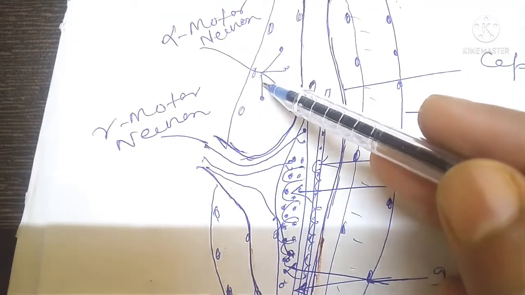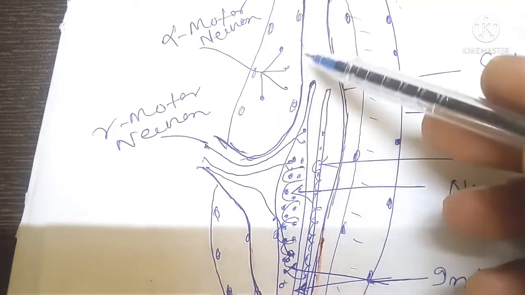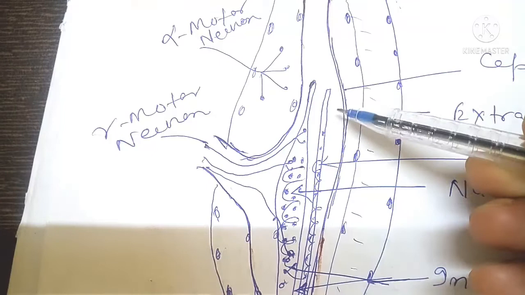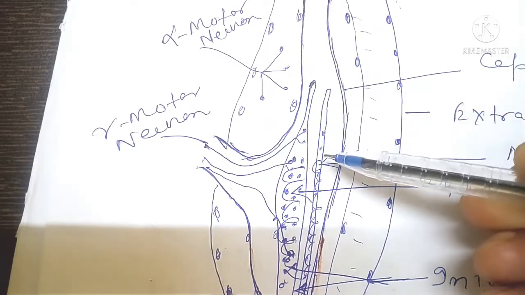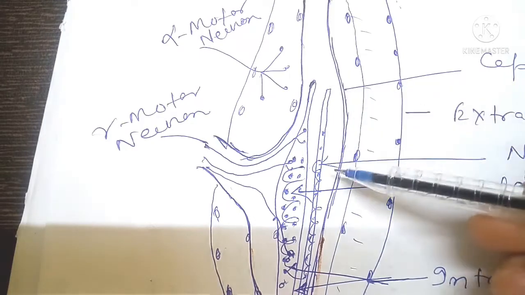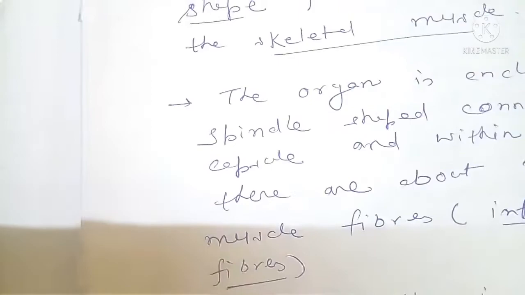Here in the muscular spindle there are two types of neurons: one is the alpha motor neuron and the second is the gamma motor neuron. This is the capsule. The intrafusal fibers are surrounded by the capsule, which is made up of connective tissue. The two types of fibers I have discussed are the extrafusal fibers and the intrafusal fibers.